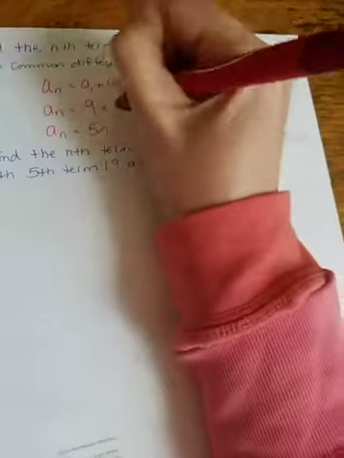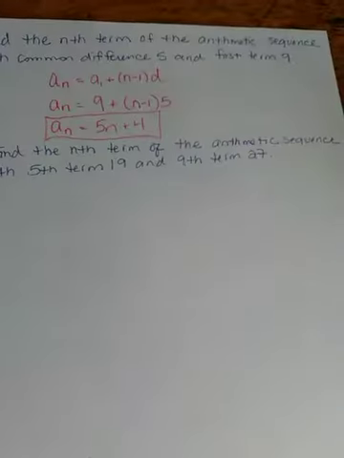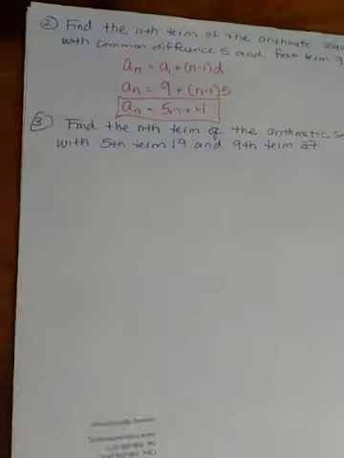So a sub n, that's going to be a 5n, a negative 5 and a 9, that's going to be a 4. So a sub n is equal to 5n plus 4. Easy enough, right? So let's step it up a little bit.